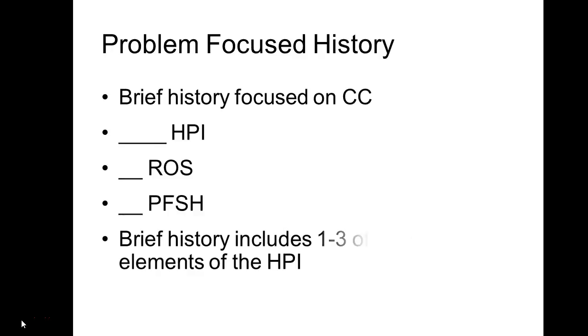So again, a problem-focused history is a brief history focused on the chief complaint, okay? There's no review of systems, no past family and social history, and when you look at the audit form, it only includes 1 to 3 of the 8 elements of the history of the present illness. So again, this is something that's very straightforward, okay, where the doctor can go in, ask a couple questions, and figure out what's going on with the patient.